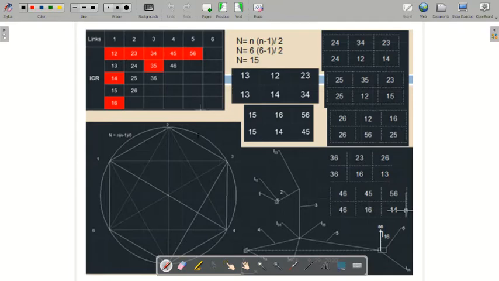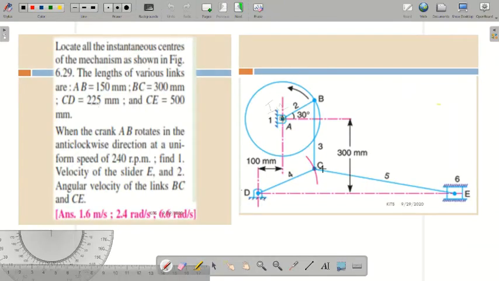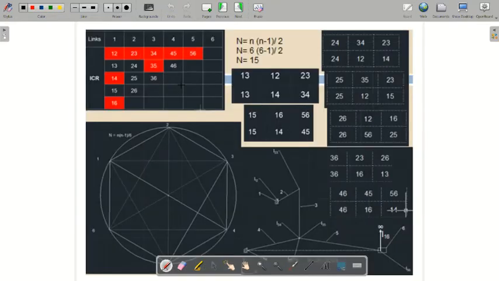Okay, 1 2 is over. Now connect 2 3. So put a tick mark here. This is link number 2 and this is link number 3. So this point is I 2 3, common to second link and third link. So put a tick mark here.